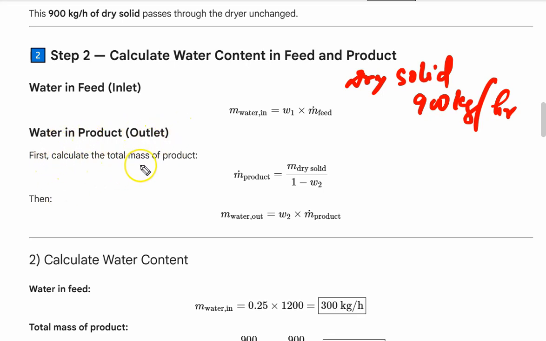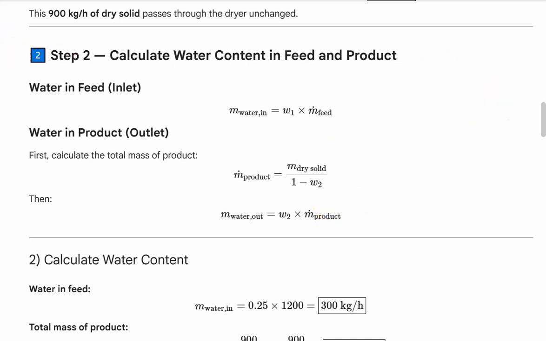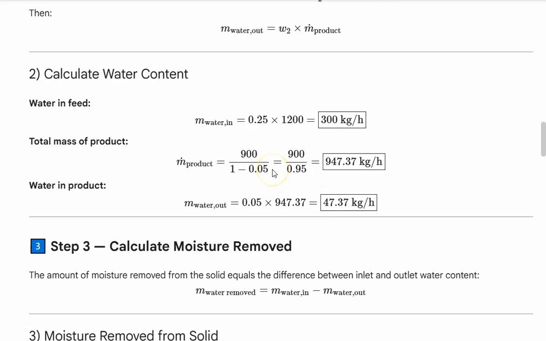So mass of the product will be mass of the dry solid divided by 1 minus W2. Then mass of the water outlet is W2 times mass of the product. Now we are going to calculate all this. First calculate the water content. Water content in, m water in, is equal to 0.25 times 1200, so 300 kg.